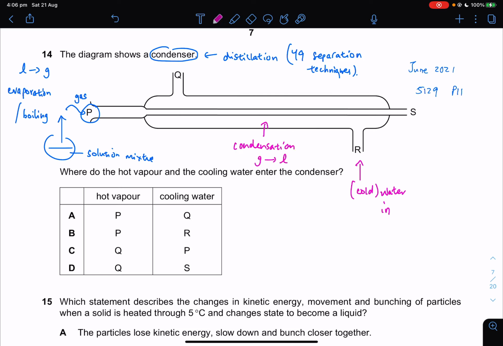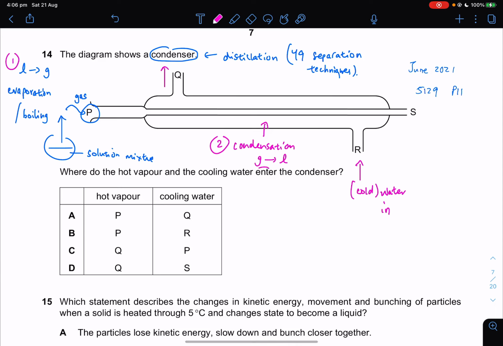So altogether, there are two processes involved in distillation. One is evaporation and boiling. The other one is condensation. So water in from the bottom and water out from the top. This is something that they like to ask students as well, so make sure you know that.